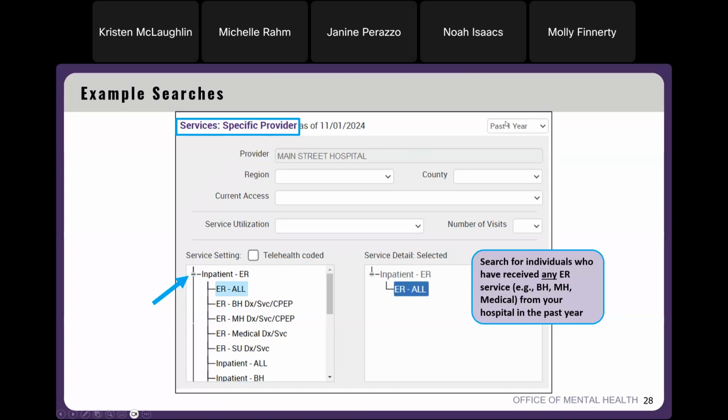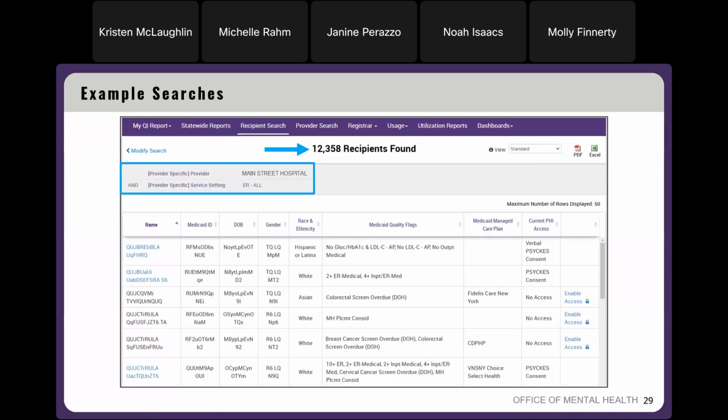It defaults to the past year. This is my provider because I'm logged in as this provider, and therefore I only have access to people that I've served. Here is where I have the selection of, like, if I wanted to do any ER visit, or if I wanted to make a selection for different types of ER visits. So I'm going to run this search to give me almost like a denominator, right? So in the past year, Main Street Hospital has had over 12,000 recipients that have been served in their ER. And I would be able to see that list here.